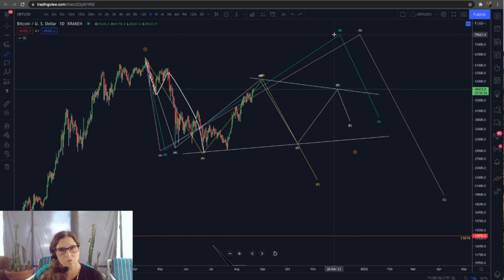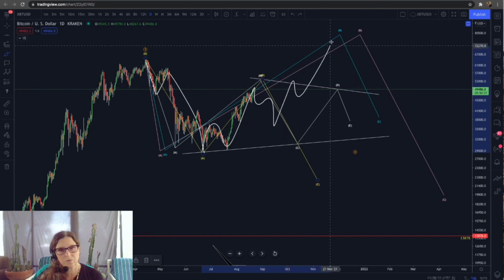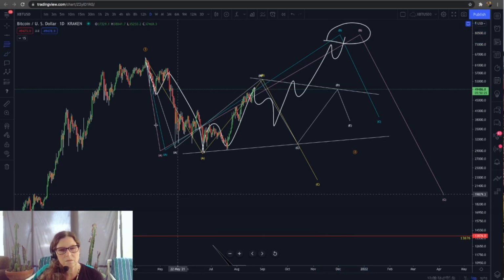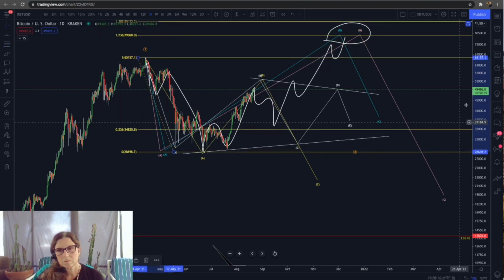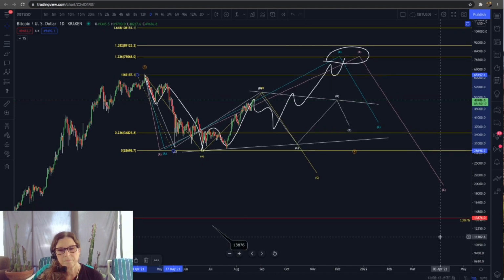Let's talk about now the blue and the pink. 3 waves to the downside. We make 3 waves to the upside, 3 waves to the downside, and then we either come up in 3 or we come up in 5 to get up there. This is what we call the expanded B pocket. They would hit this pocket right here.